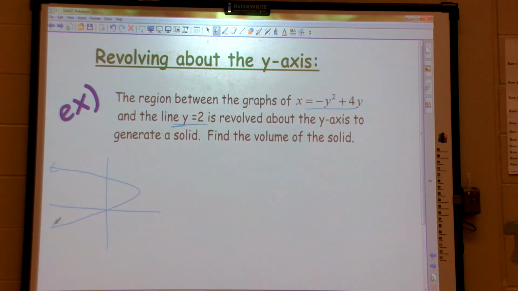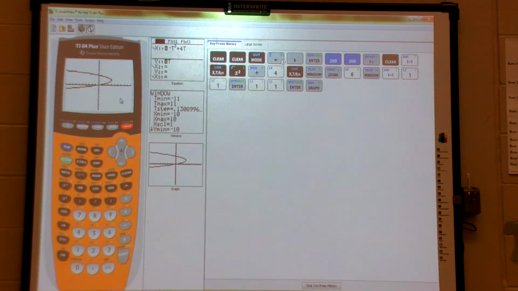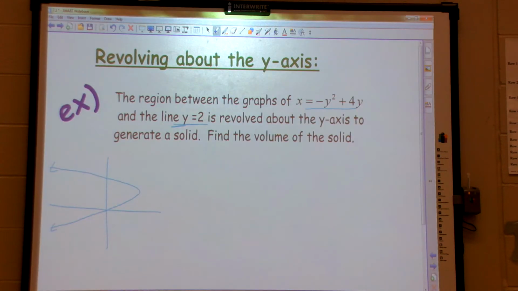And pretend that's curvy. Okay, so we want the graphs of that and the line y equals 2. Well, where do I draw the line y equals 2? Do you see how 2 is right at the vertex? Everyone see that? The line y equals 2 will go right through the vertex. Yeah, I do think I'm missing something.